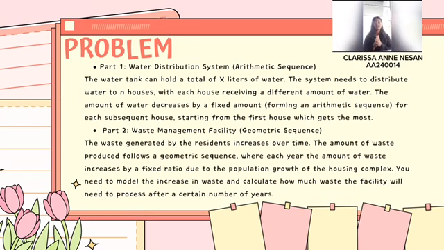Our problem statement for the second case is about the waste management facility. We will have to model a waste management system where waste production increases over time following a geometric sequence. We'll have to determine the total waste produced after a set number of years, which is known as the n variable, and evaluate if the facility can handle the increasing waste, and we will also have to suggest improvements if needed. That's all from me, and we will be followed up by my other group members.